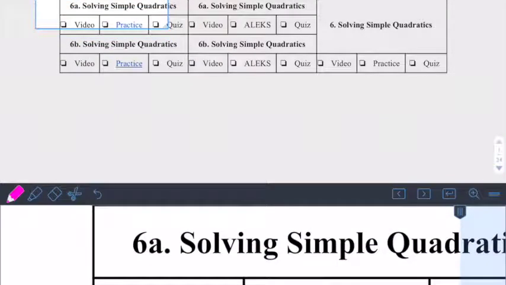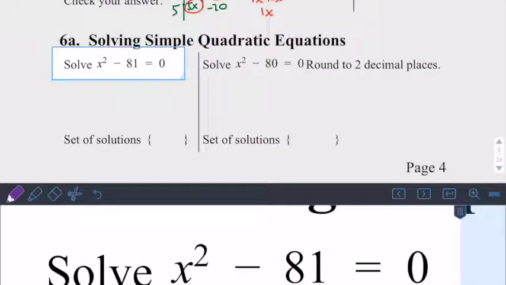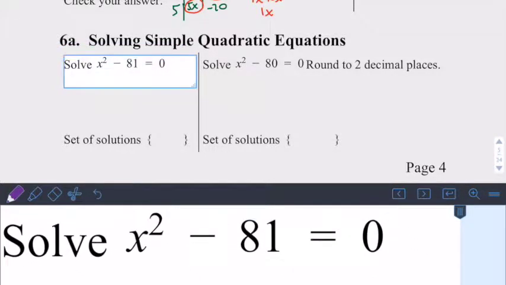This is 6a, solving simple quadratic equations. So if this were just x, it would be really easy to solve. All we would do is add 81 to both sides, but it's x squared. We're still going to add 81 to both sides.